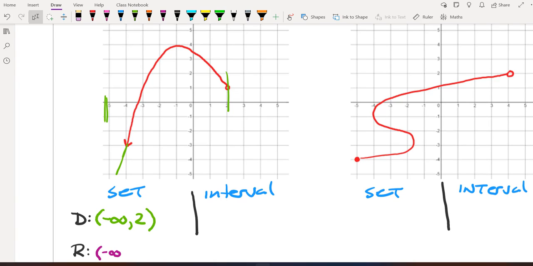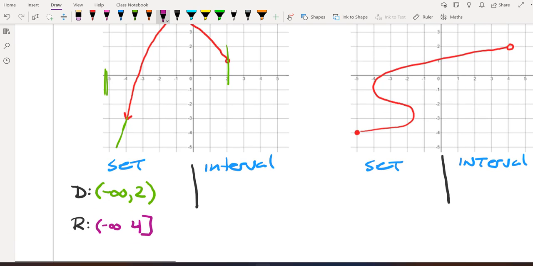Going the other way, what's the maximum value we can have? 4. We're looking for the highest value, not necessarily the end point of this line, so don't confuse the two. We're looking for the highest in this direction, so that's 4. Square bracket or round bracket? Square.